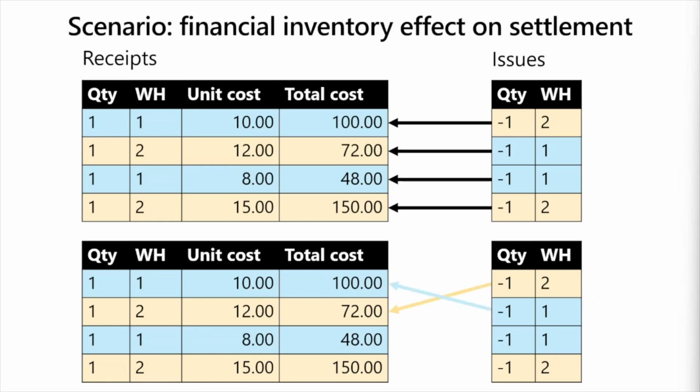Next, we settle the second issue against the first receipt because it is the first receipt in warehouse 1. You can see that the third and fourth transactions are the same and they match up to the warehouse for the receipt.